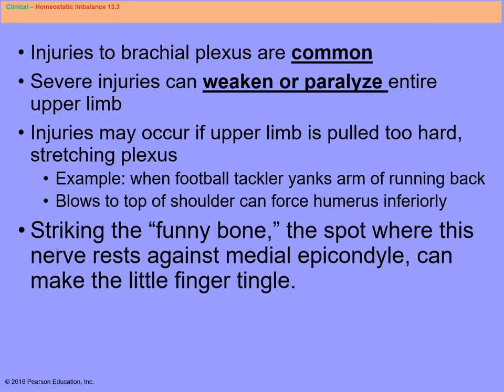Injuries to the brachial plexus are somewhat common. If it's a severe injury, it tends to weaken the upper limb, the arm itself. Depending on how severe the injury is, whether or not it will paralyze it. If you stretched it, sometimes that causes injury. A blow to the top of the shoulder can force the humerus down. That can cause injury to it. Maybe you fell and you hit your arm really hard. That might cause injury to it.